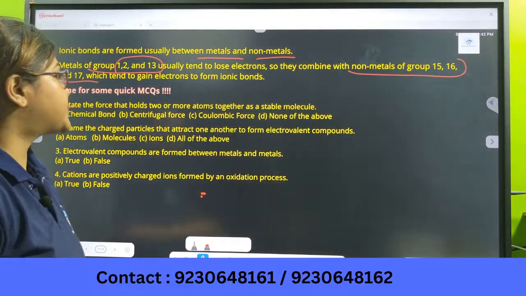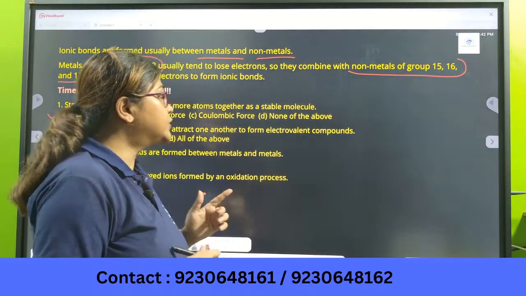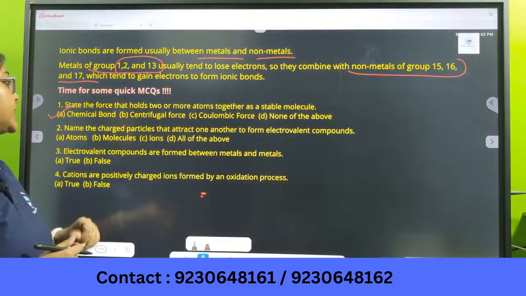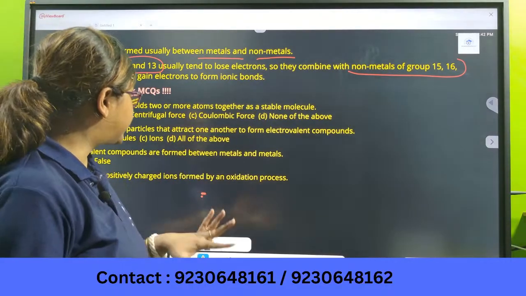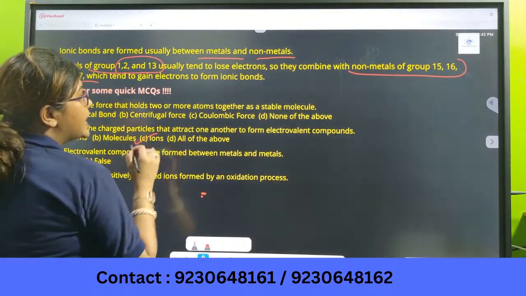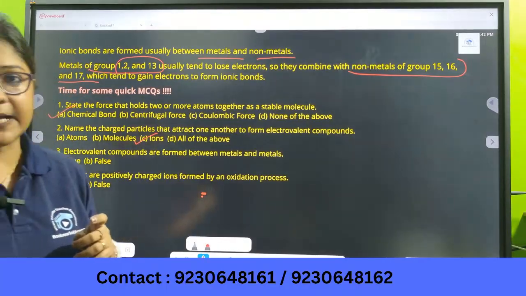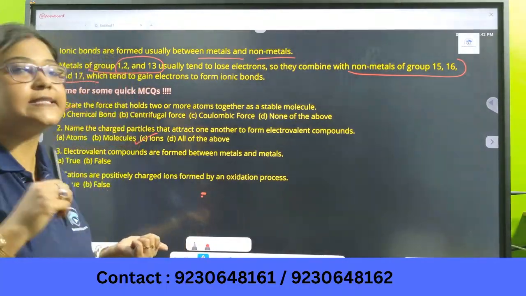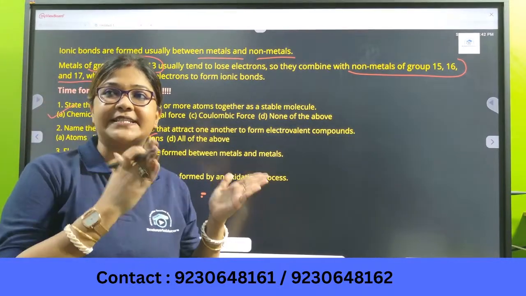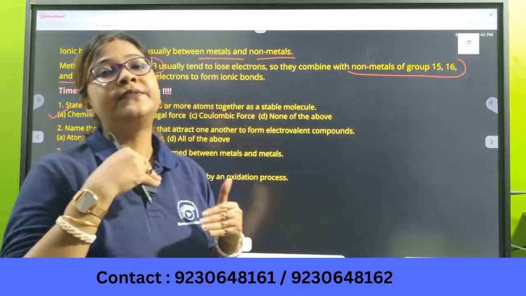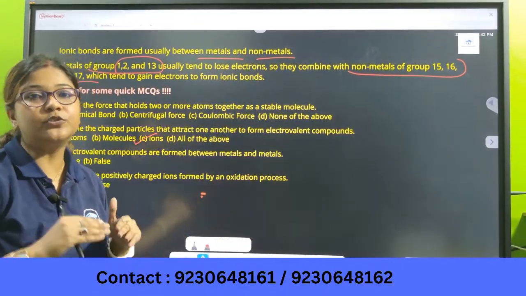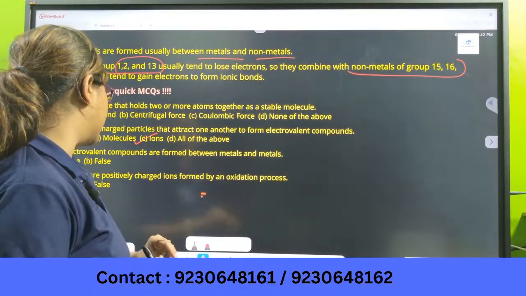Now, name the charged particles that attract one another to form electrovalent compounds. The options were atoms, molecules, ions, and all of the above. The correct answer is ions, because in electrovalent compounds, as I have already discussed, it is the generation of cations and anions which fall under the category of ions. So these ions interact with each other to form a stable electrovalent compound.